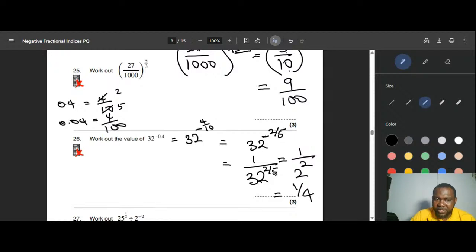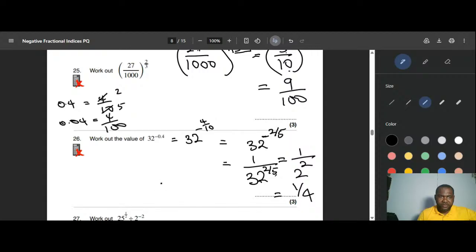No, it cannot be 4. It is 1 over 4 because of the negative power. Anytime you see a negative power, it means 1 over. Remember. Yeah, Brian, you did well. Yeah, Marian, you did well.